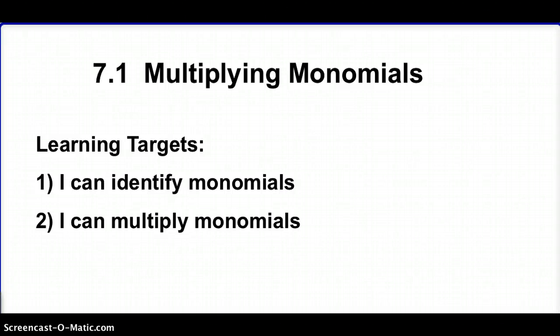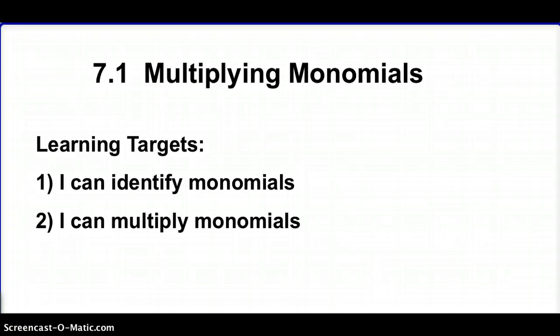Hi everyone, welcome. Today we're looking at multiplying monomials. That's from Unit 7.1. We're going to be skipping to Chapter 7 for a little bit, a couple units we need to do there to get some background information for some other stuff that's coming up earlier in the book.